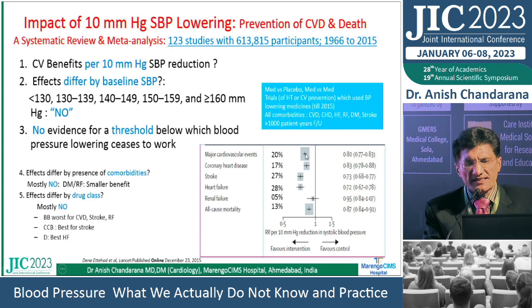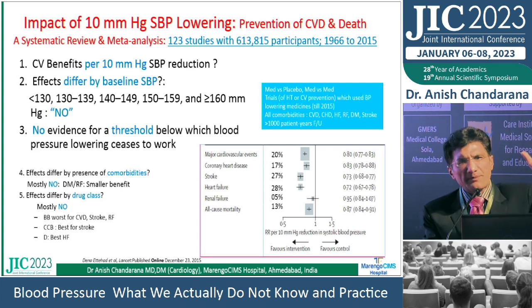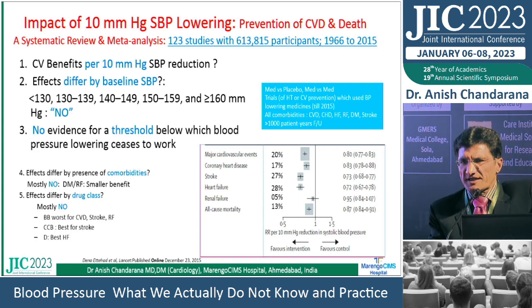And what they found is, when you reduce systolic blood pressure by 10 millimeters of mercury, you reduce major adverse cardiovascular events by 20%. So when you reduce blood pressure by 10 millimeters, you are going to reduce the risk of a patient. But the second point, which is very important: does this risk reduction apply to only people who are hypertensive, or does it apply to anyone and everyone?